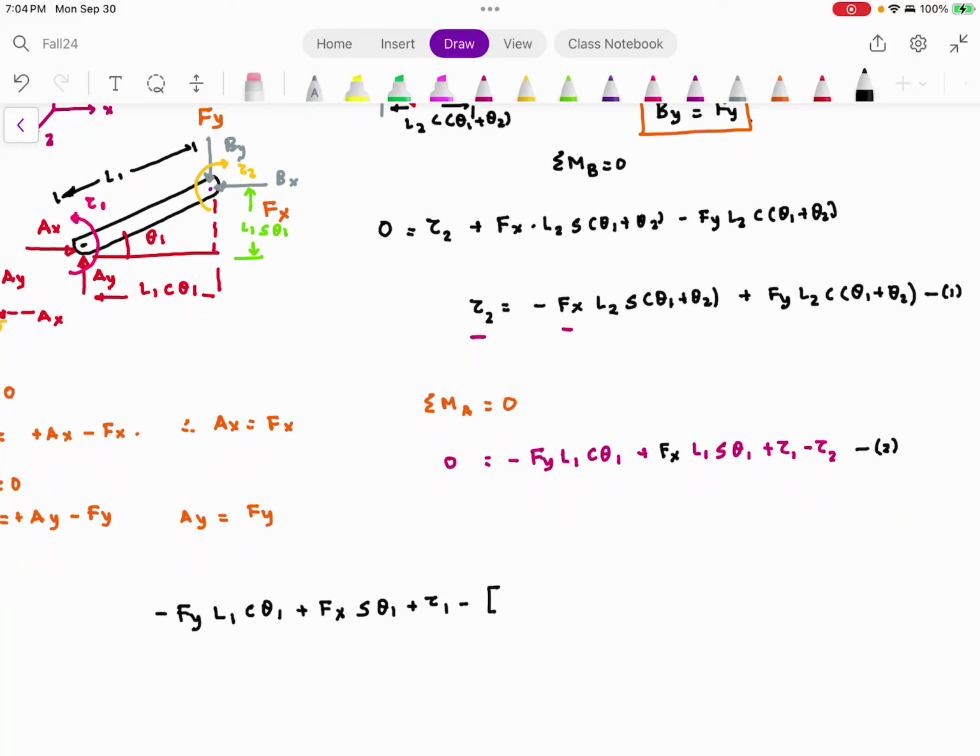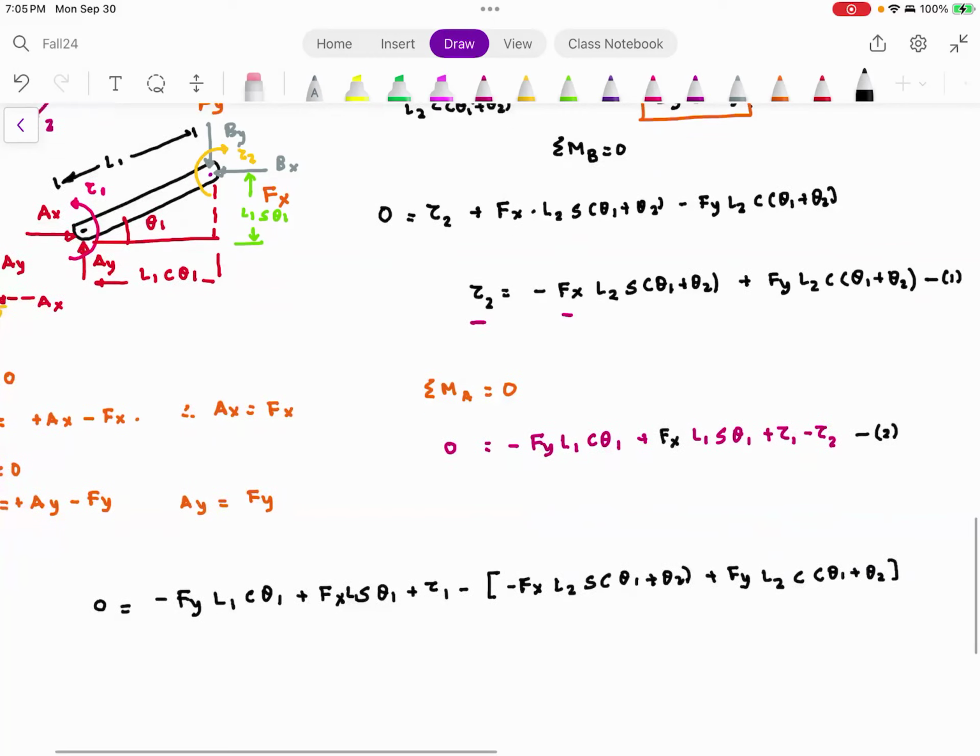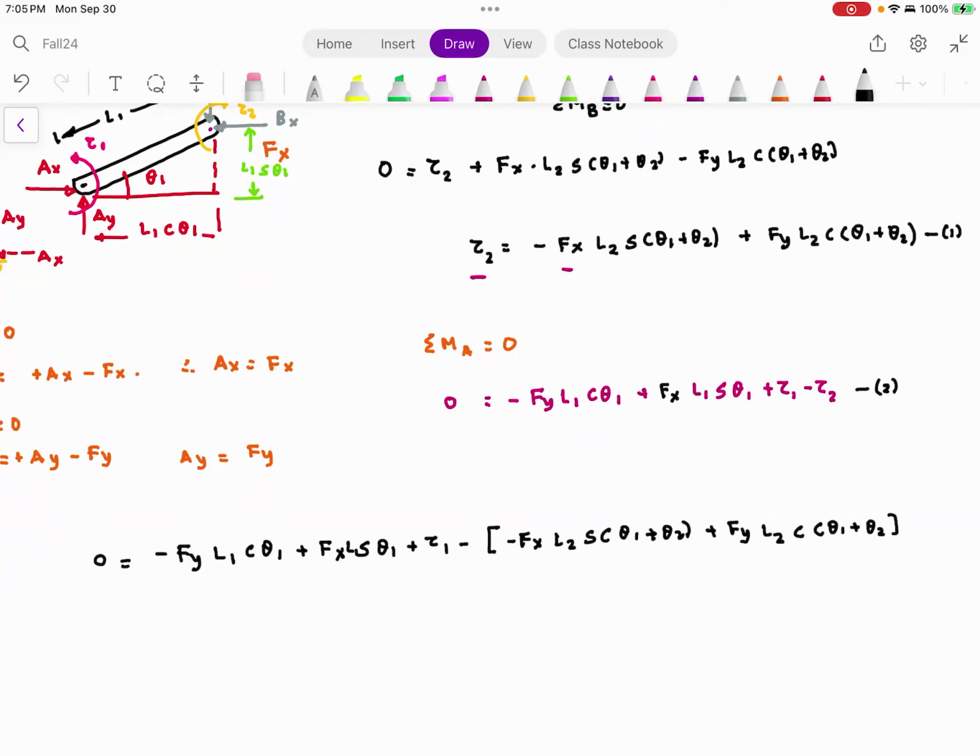Fx L1. Oh, L1. Yeah, L1. I missed L1, right? Okay, L1. Tau 2 will become minus f of x L2 sine theta 1 plus theta 2 plus f of y L2 cosine theta 1 plus theta 2. This step is very important, and I want everyone to make sure that my math is working out correct, because if signs are flipped, the answer will not come right.